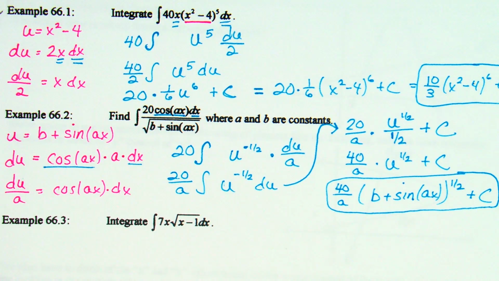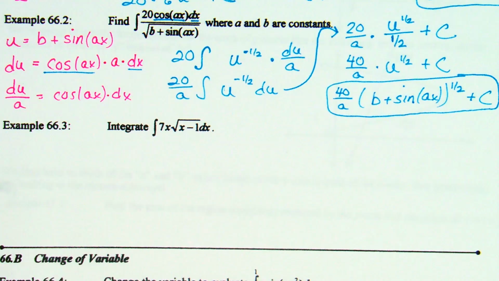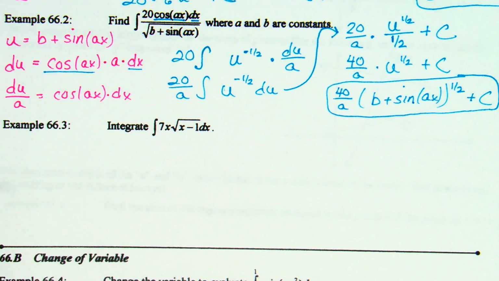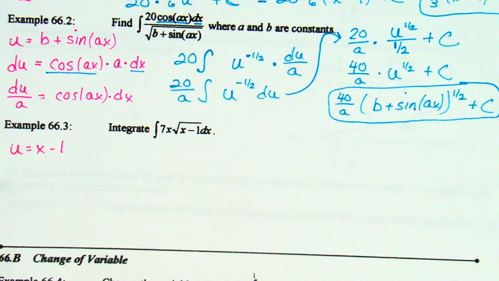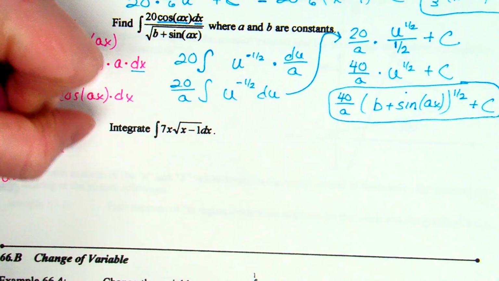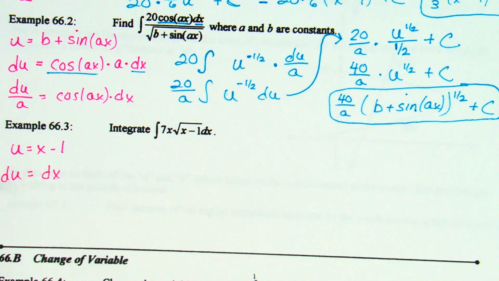Example 3. What are you thinking? Okay. We're looking at the inside. u is x minus 1 because that's under the radical, and the radical is going to be what ends up integrating. If u is x minus 1, what is du? If we take the derivative of that, 1 dx. So basically, du equals dx.